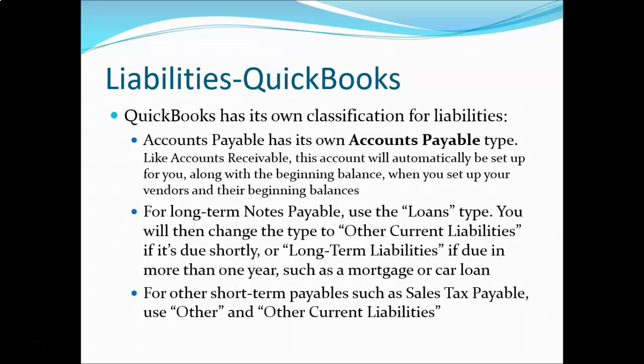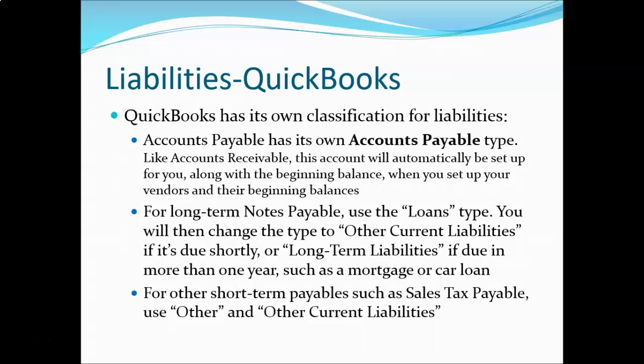Okay, now what about QuickBooks? So once again, QuickBooks has its own classification system for liabilities. It has its own accounts payable type, and again, if you've put your vendors in there and you put your vendor beginning balances, you've got them all set up correctly when you initially set the company up, then it has already set up an accounts payable account for you and put in the correct numbers. So even though you don't see it on the screen in front of you, it is good to go, okay?